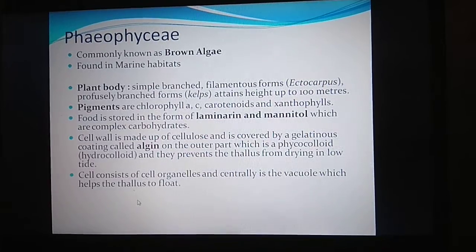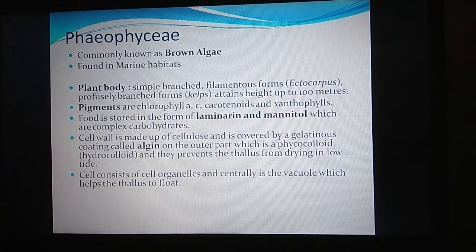Okay, now the second part of algae is Phaeophyceae. These are also commonly known as brown algae. These are found in all the marine habitats.